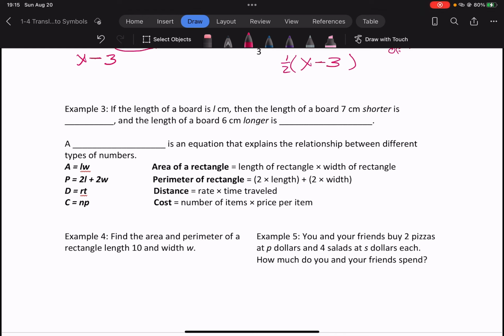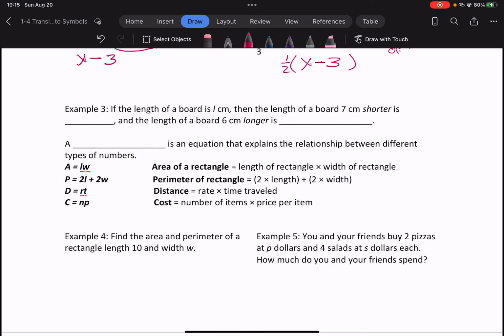So example 3 here, see if you can try this one. A little bit different, a little bit easier. Take about 30 seconds to a minute. I'm going to pause the video, try these 2 little blanks, and we'll see if we get them right.